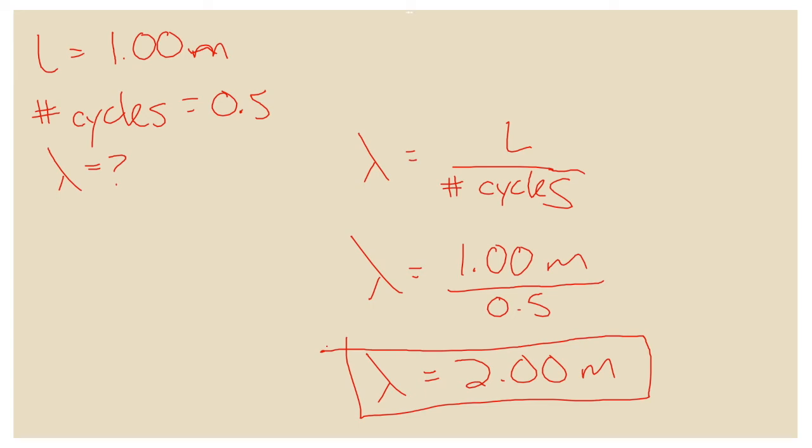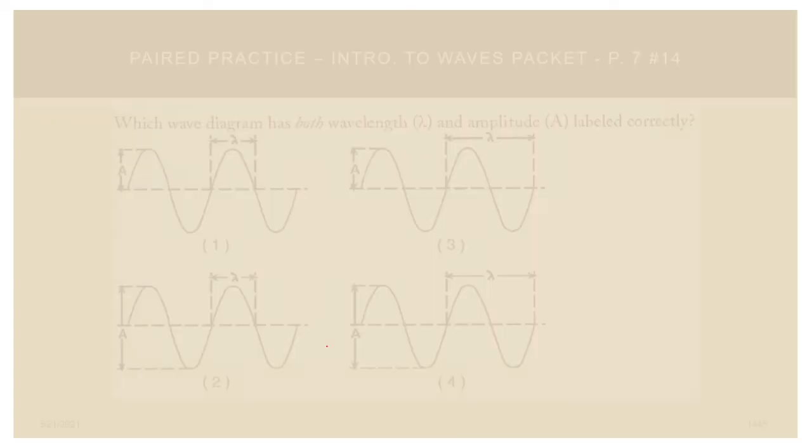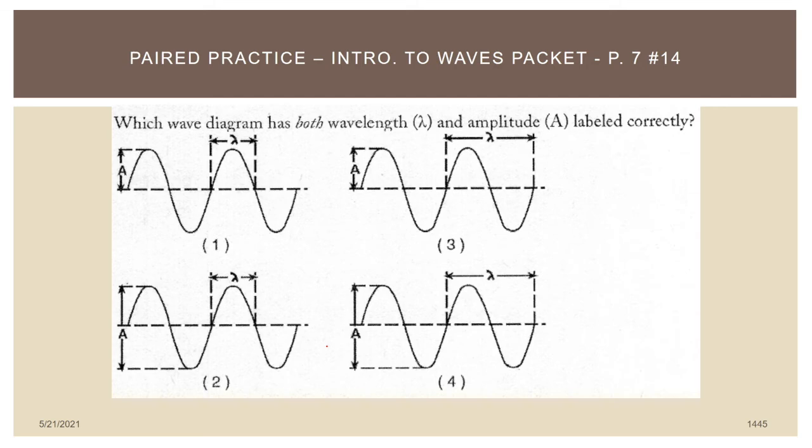All right, moving on to the last part of this video here. All I want to do for the rest of this video is do some practice. Here's an example. This is from the Intro to Waves packet, page 7, number 14. It says, which wave diagram has both wavelength, lambda, and amplitude A labeled correctly?